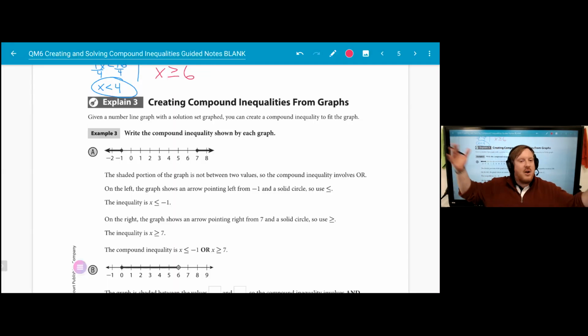We've done ands, we've done ors. Now we've solved and then graphed. Now we're going to take those graphs and figure out what the inequalities are from this. So let's see what this says. Write the compound inequality shown by each graph.